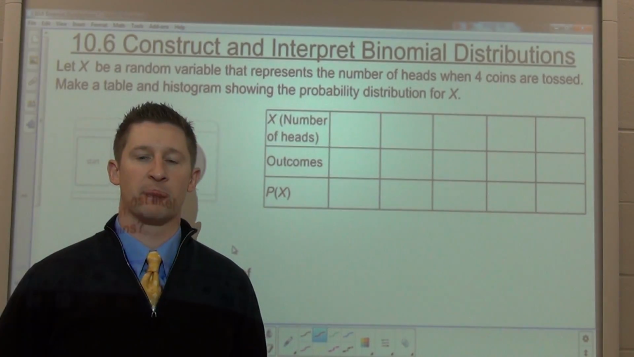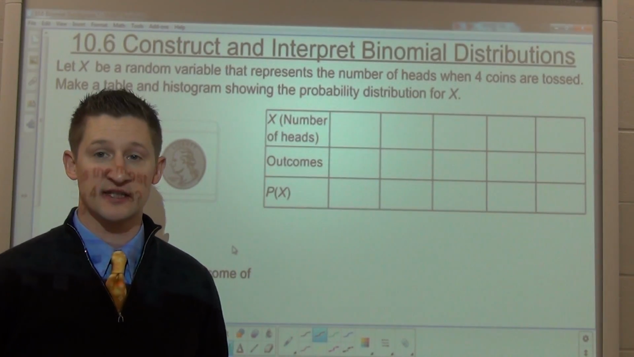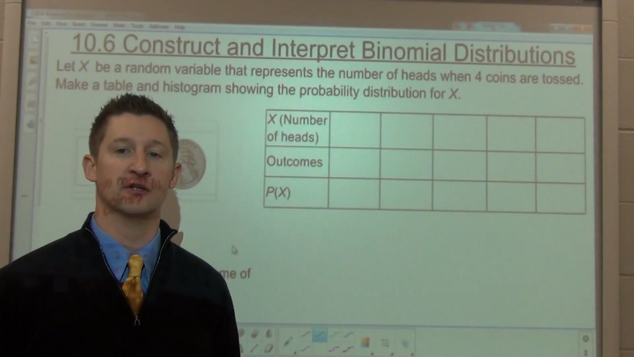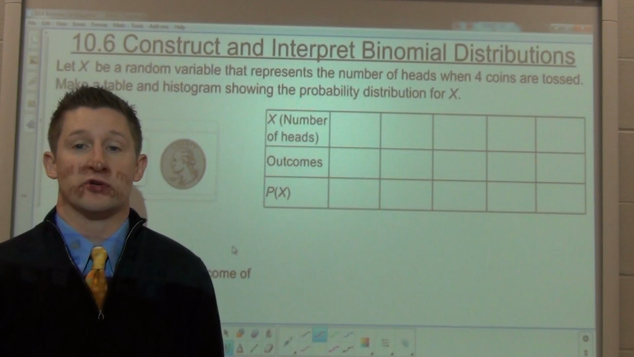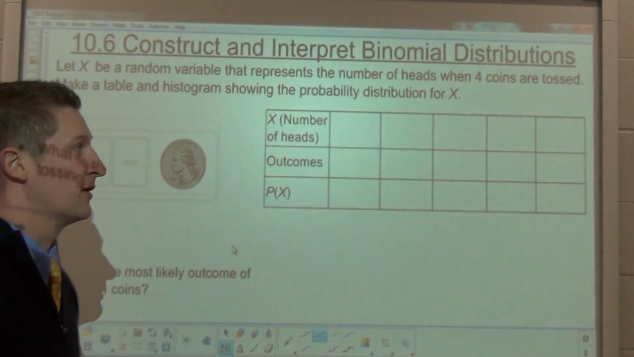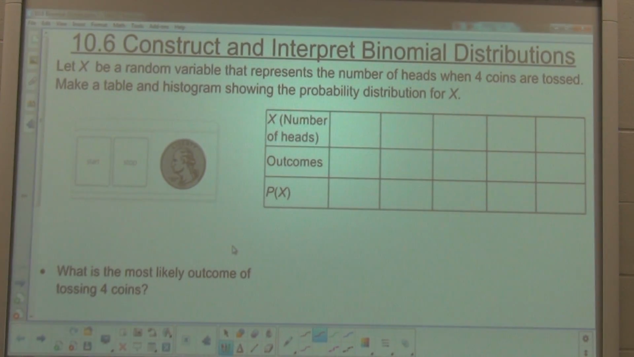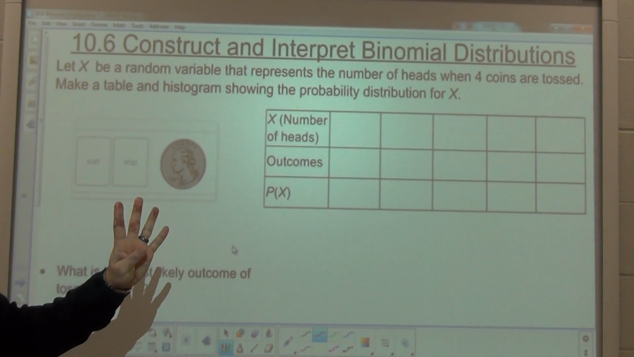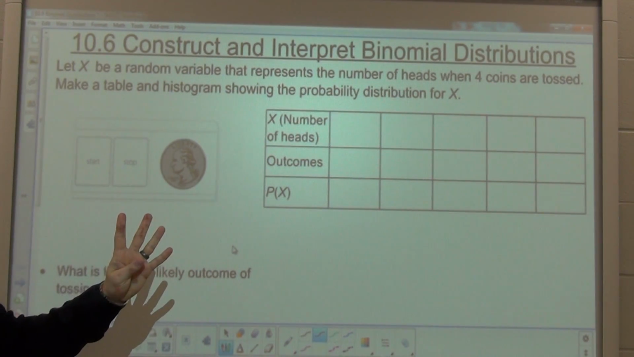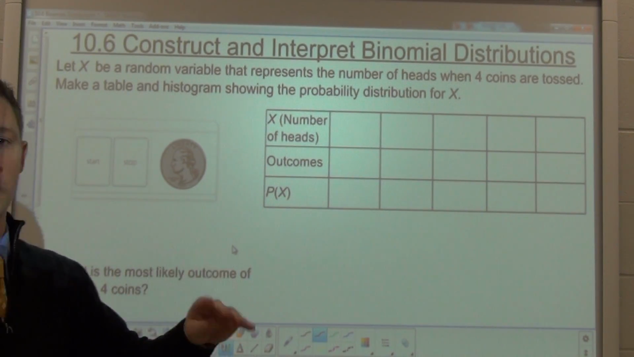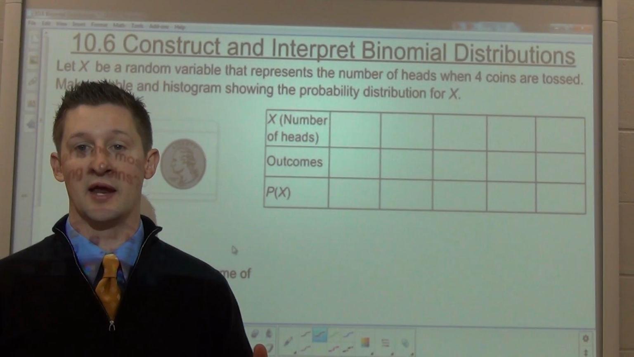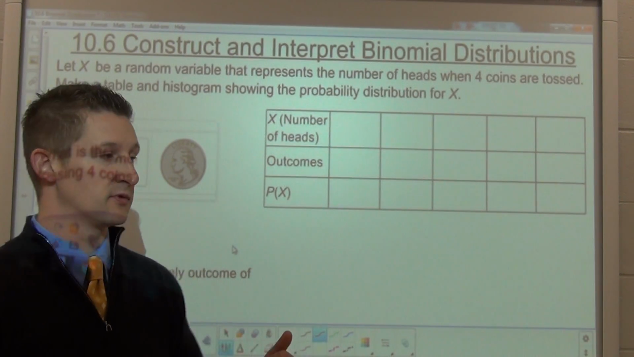Hello, algebra students. In lesson 10.6, we are going to learn how to construct and interpret binomial distributions. Now, to introduce this situation, I want you to think about the following scenario. We're going to flip 4 coins, okay? Now, think about the different ways that the outcomes could occur, especially the different numbers of times that our coin would land heads up.